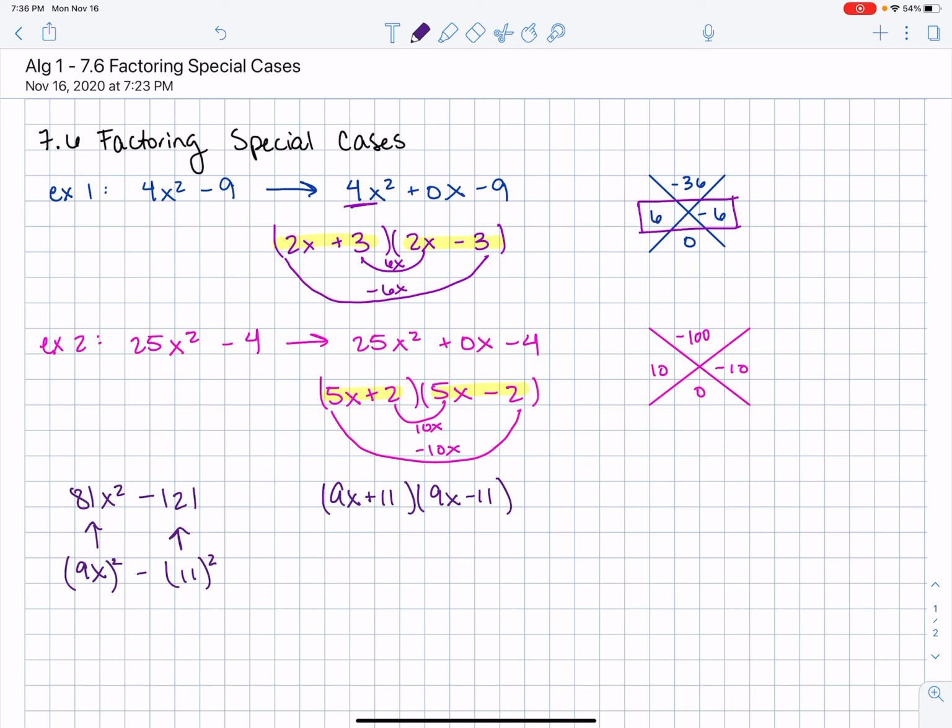Let's check to see if it worked. This guy gets us 81x squared. This guy gets us negative 99x, a positive 99x, which means that these two cancel out. And the last term is a negative 121, meaning that this multiplies out to 81x squared minus 121, which is exactly what we started with.